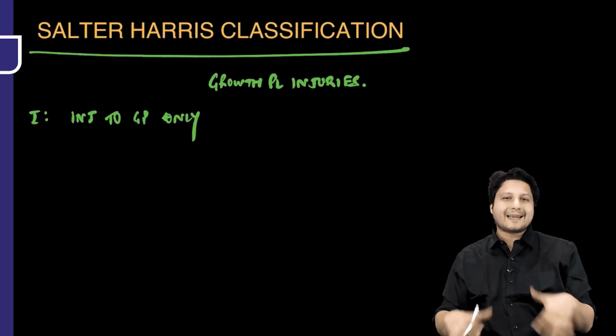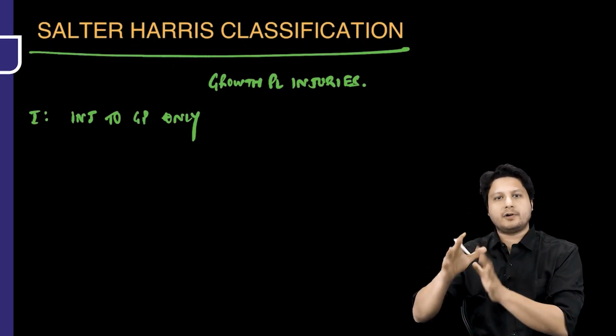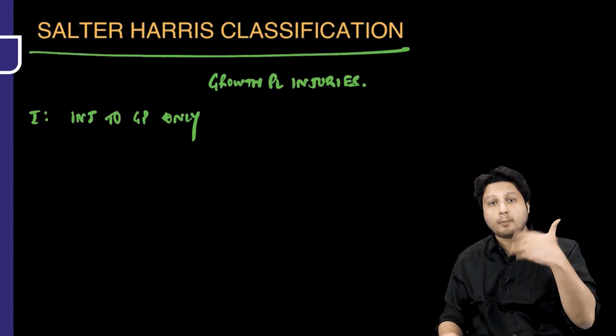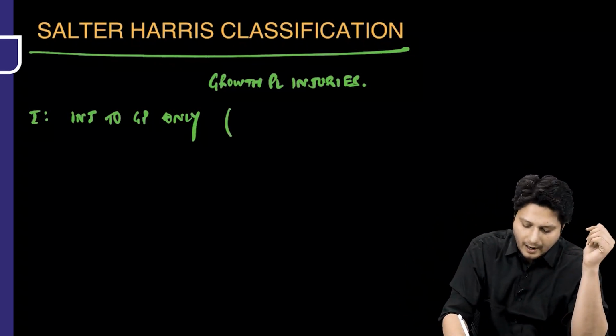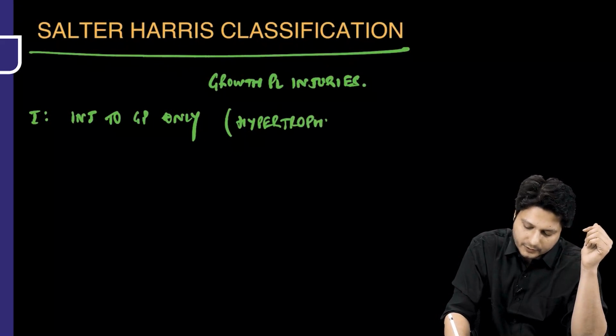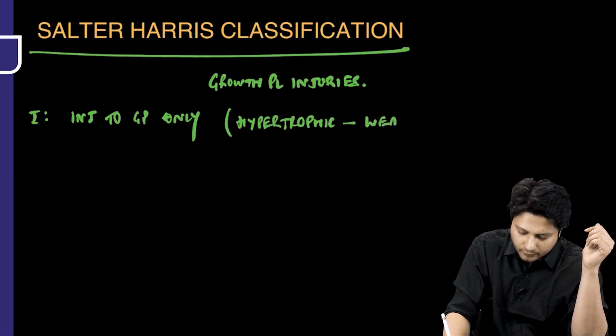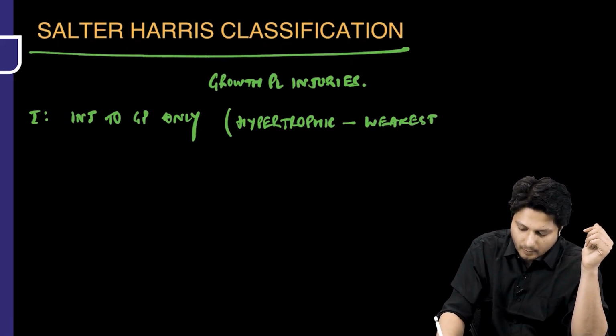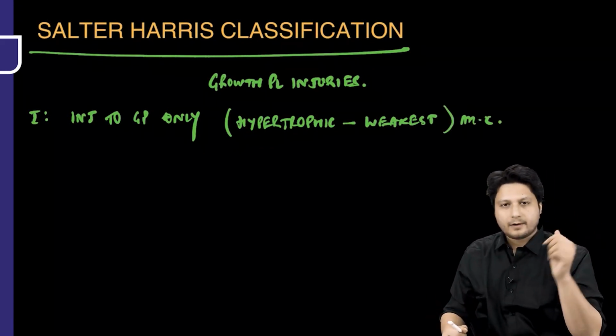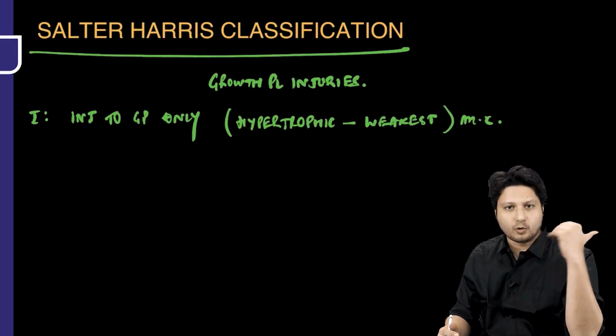Now, there might be a secondary question: out of these 5 different zones of the growth plate, which one is more commonly affected? You know, hypertrophic is the weakest zone of the growth plate, so it is most commonly affected in this one. All right, because it is considered to be the weakest zone of the growth plate.